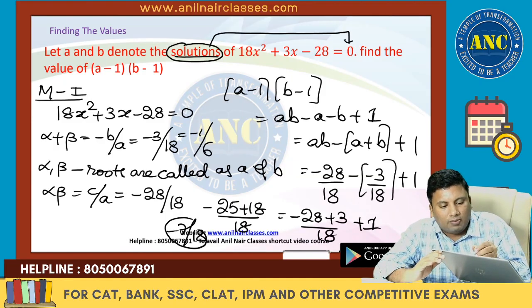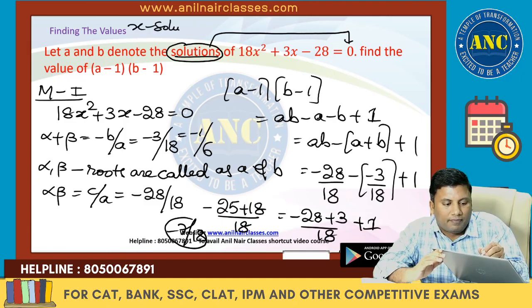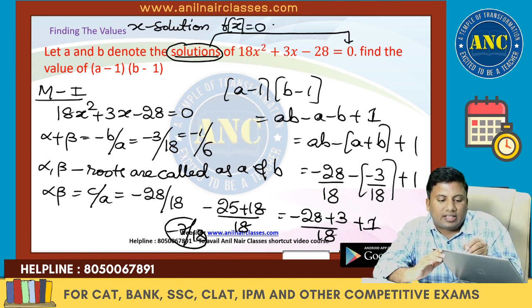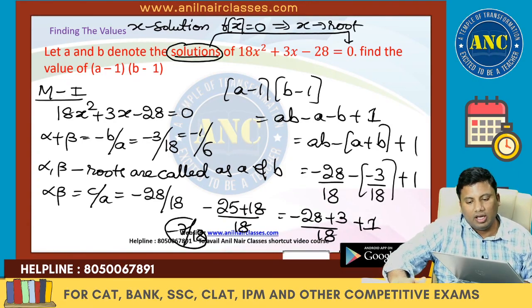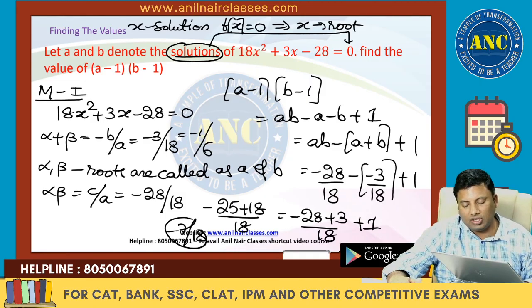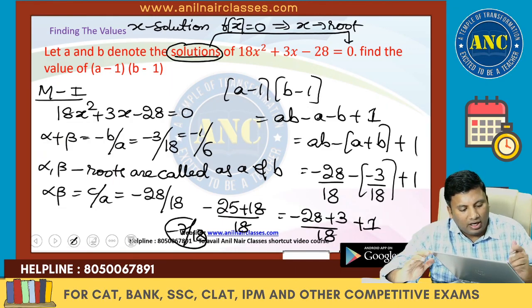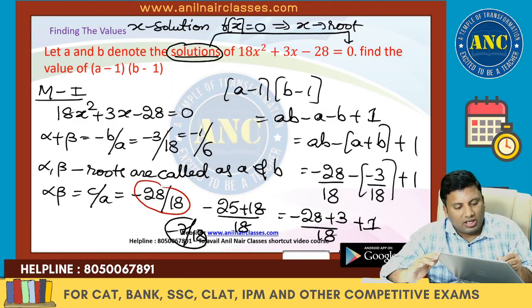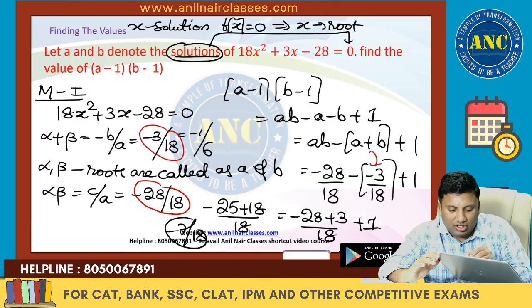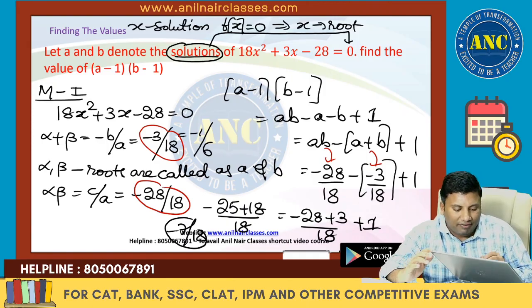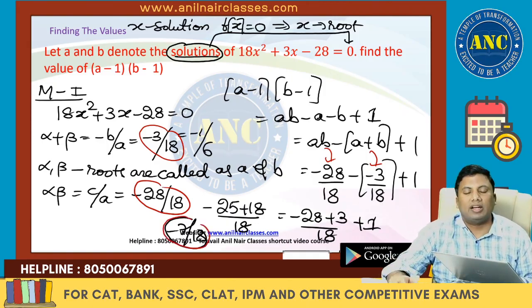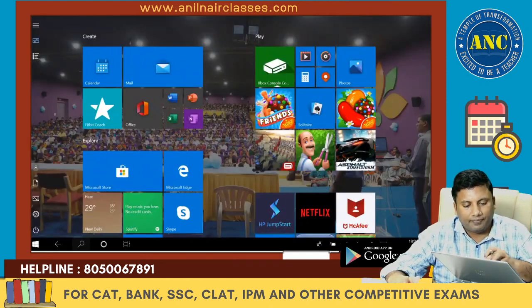If x is a solution, and I substitute it in the expression and the right hand side is 0, then x is also called the root. (a − 1)(b − 1) is ab − a − b + 1, which is ab − (a + b) + 1. ab is the product of the roots, which is −28/18. The sum of the roots is −3/18. If I substitute, I will get the answer −7/18. I hope it is clear.